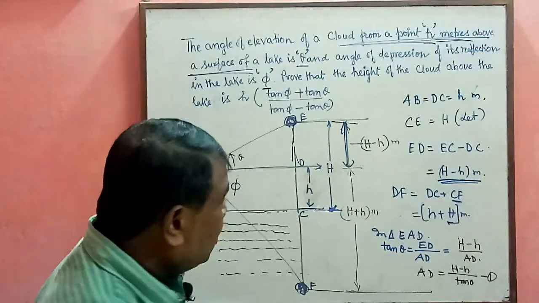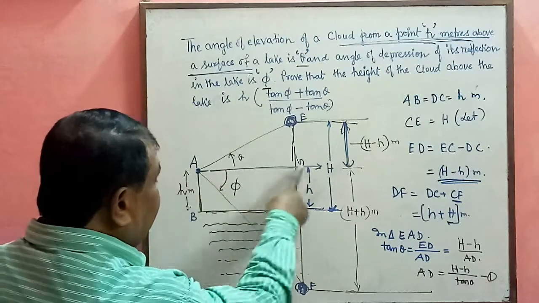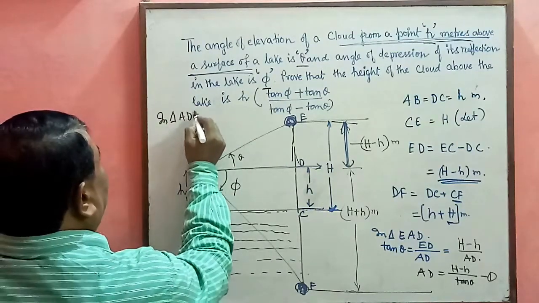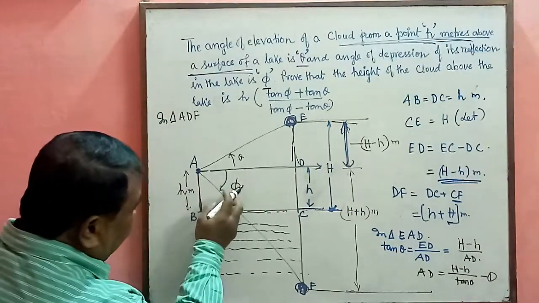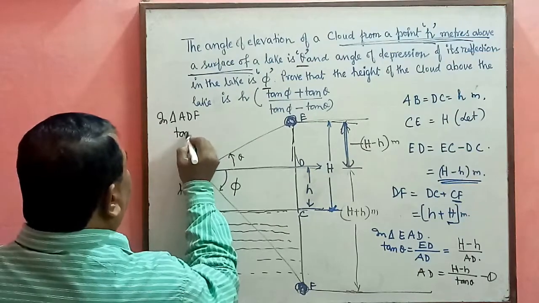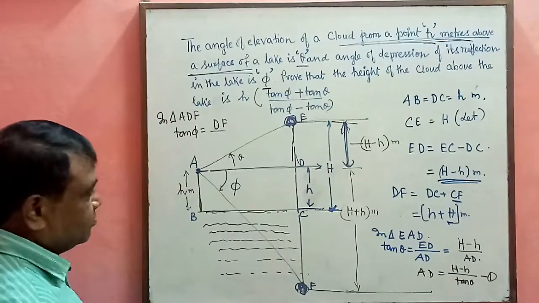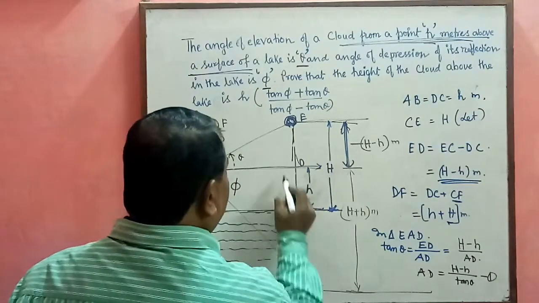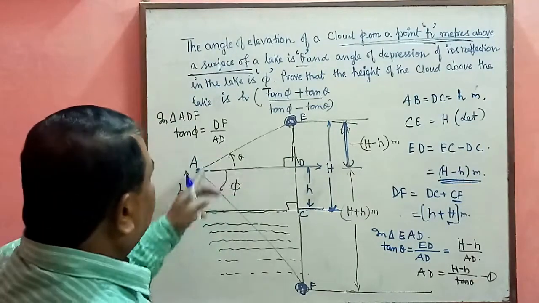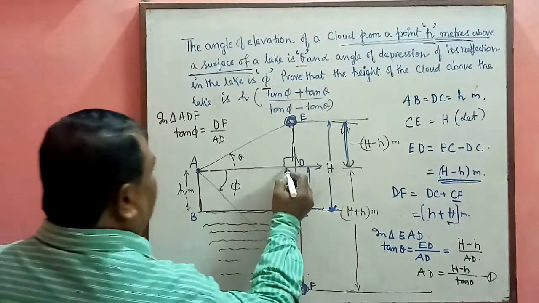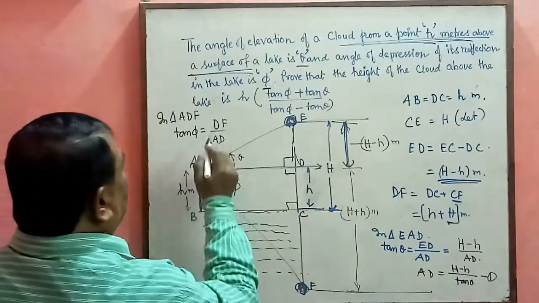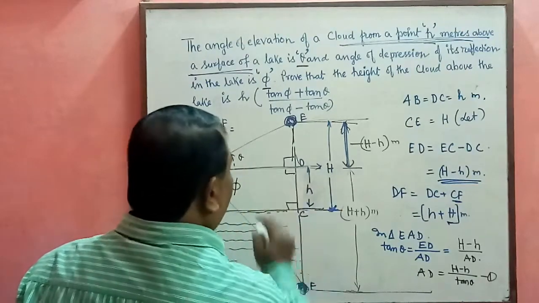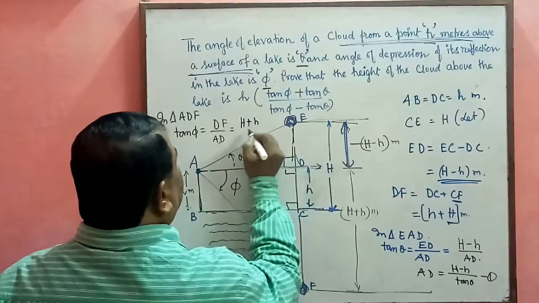Now we will consider another triangle, triangle ADF. In triangle ADF, tan phi is again perpendicular, DF, upon AD. Because this is parallel, this is standing at a right angle, this is also a right angle, so this is also a right angle triangle. So tan phi is equal to DF upon AD. DF is your H plus h, capital H plus small h upon AD.